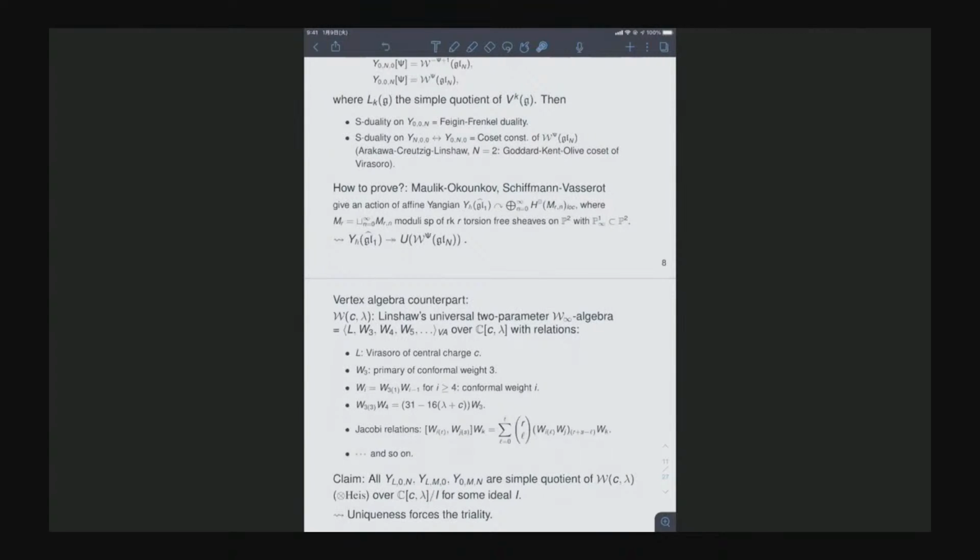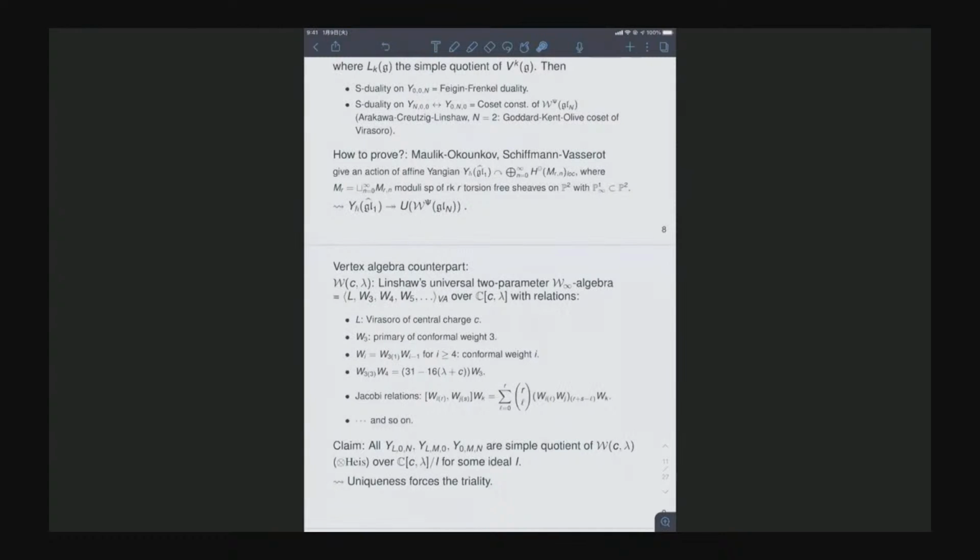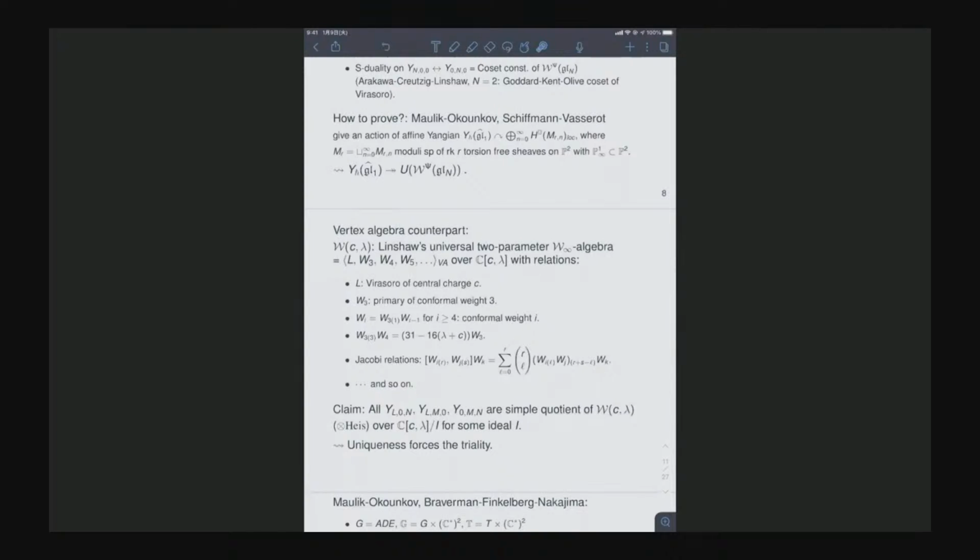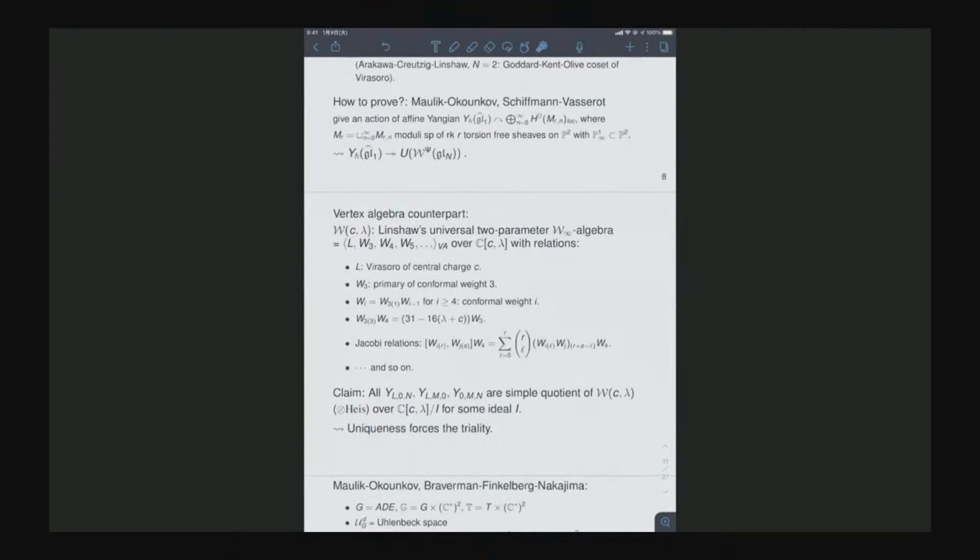The point is this is a vertex algebraic version of the affine Yangian of gl_1 hat, and it is generated by the Virasoro L and W3, W4, W5 and so on over the polynomial ring C[λ] with some relations. I will write these relations. And the point is this satisfies the Jacobi relations. And the claim is all Y algebras, if one of the elements is 0, can be realized as a simple quotient of this W_{C,λ} over the polynomial ring C[λ] over I. This I is an ideal.